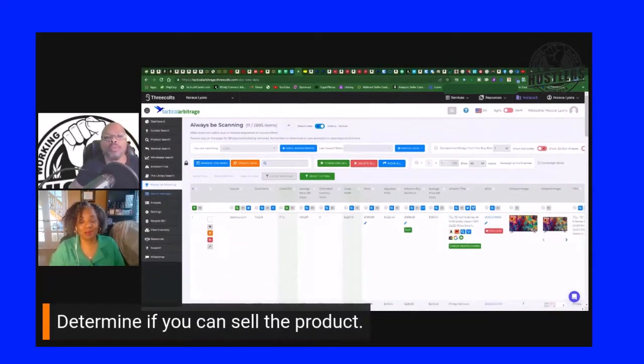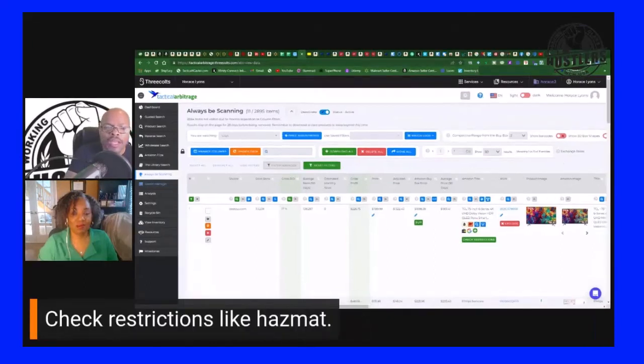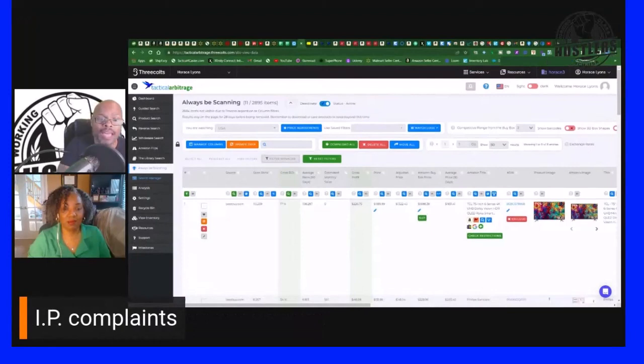You need to determine whether or not you can sell the product. Some products you can sell, some you cannot. You'll hear people in this space always talking about gated products, getting ungated, things like that. You want to check your restrictions. The product may be hazmat, and you want to know, is there the possibility of, or have there been, IP complaints? You'll hear that in this space.